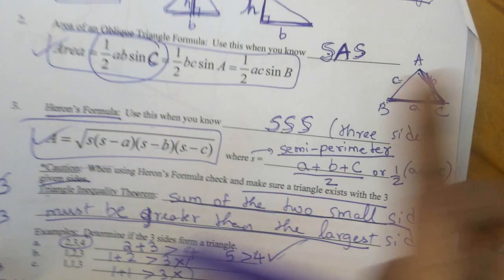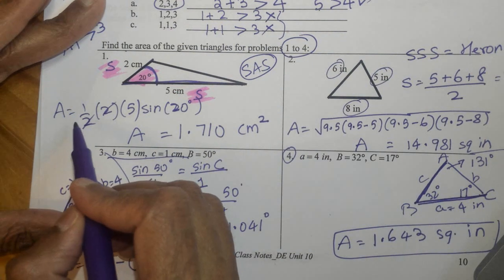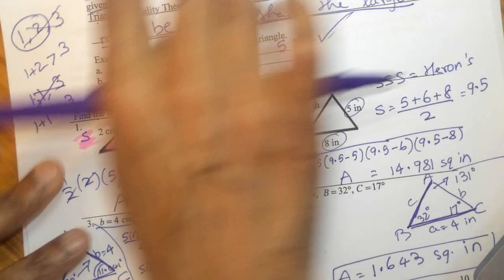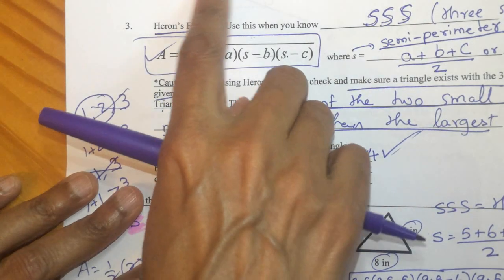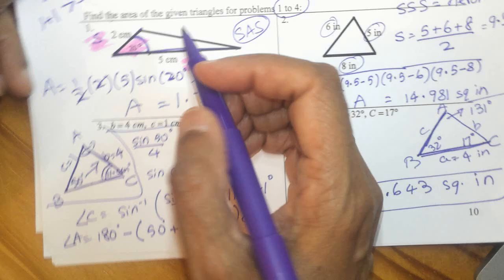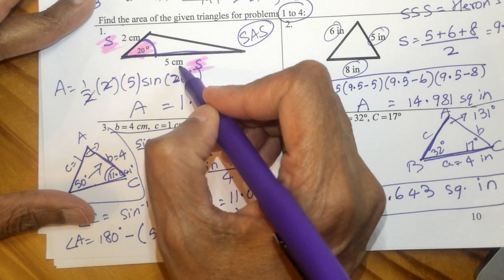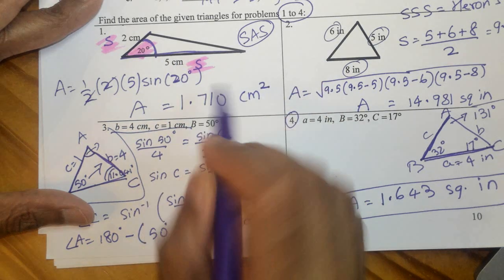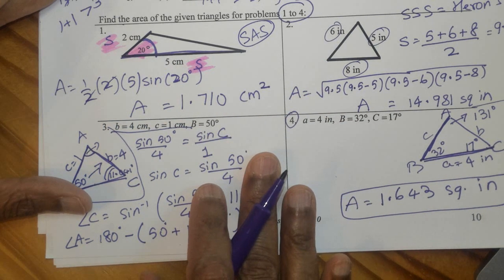So it's going to be this. The area is half of A times B. It doesn't matter which side, basically half of side times side, half of A times B, multiplied by the sine of the angle in between, multiplied by sine of 20 degrees. So this is what the formula tells you to use.